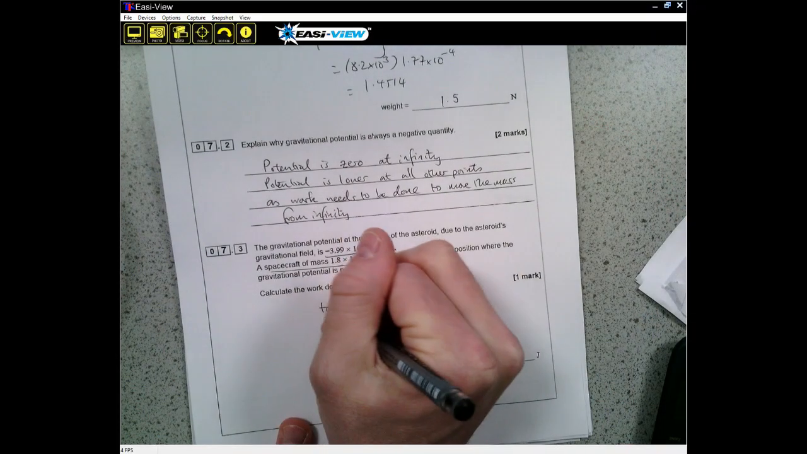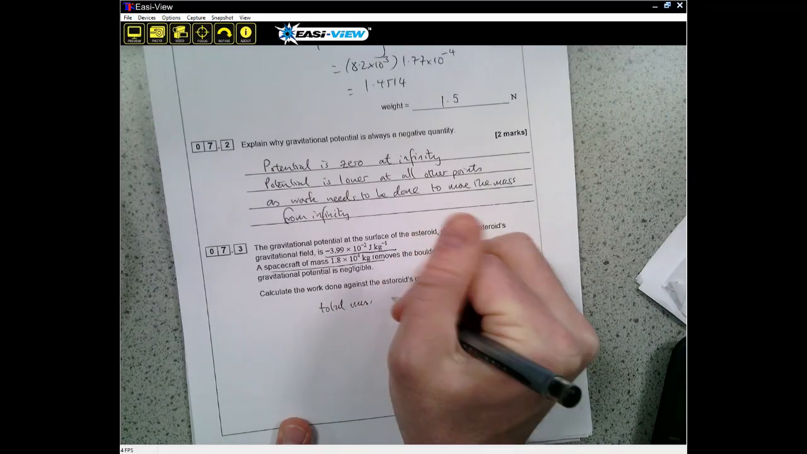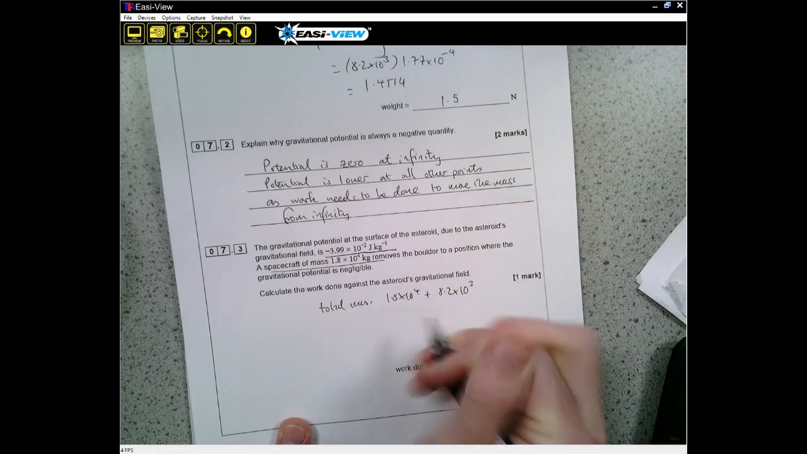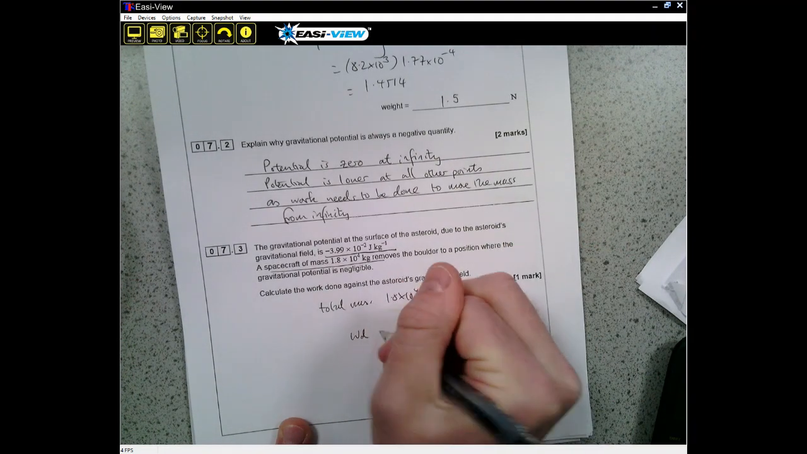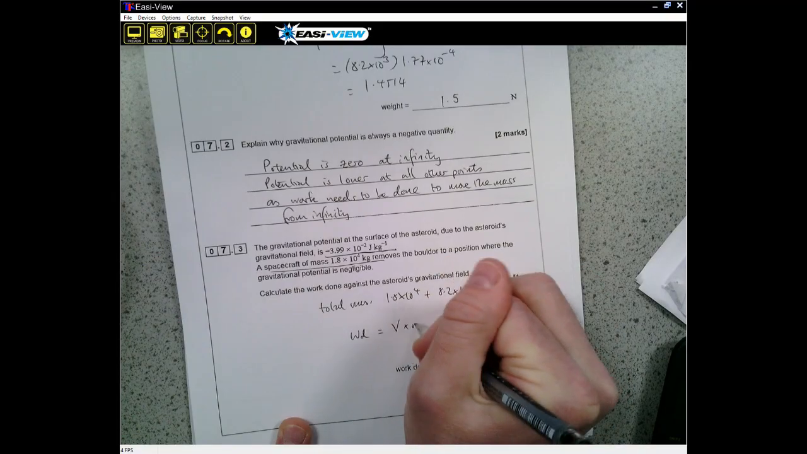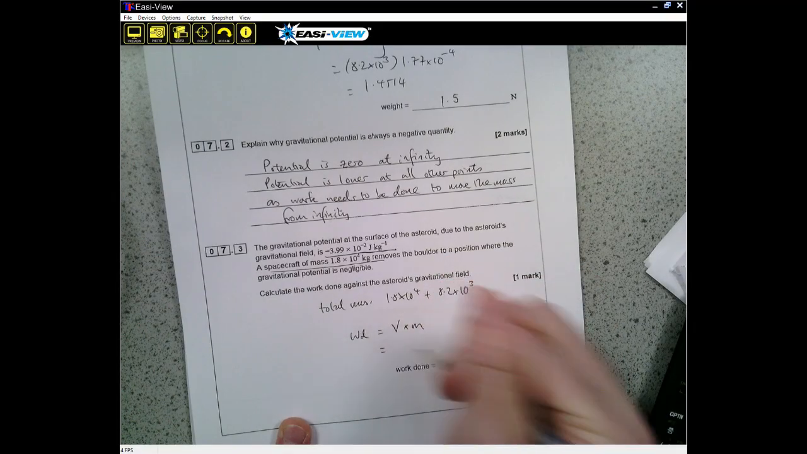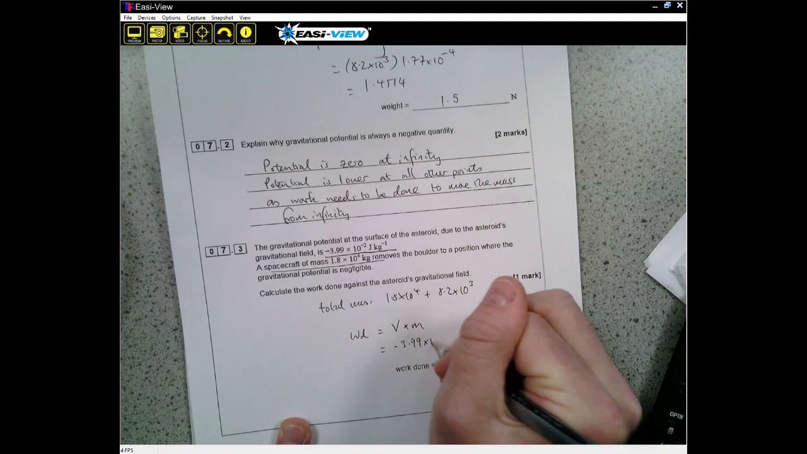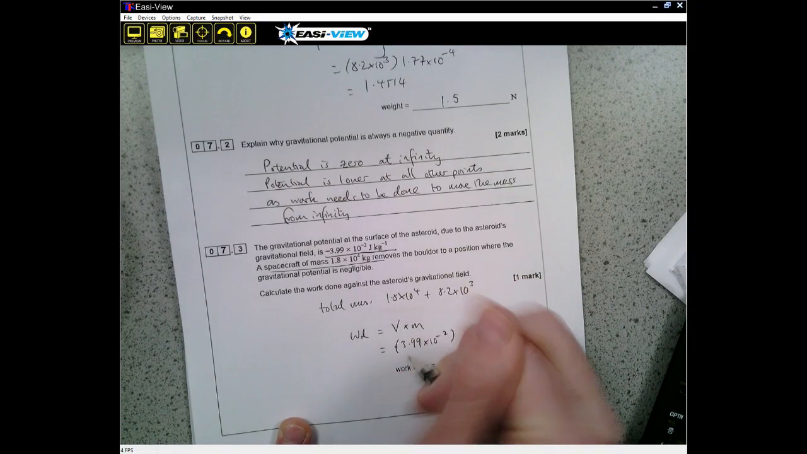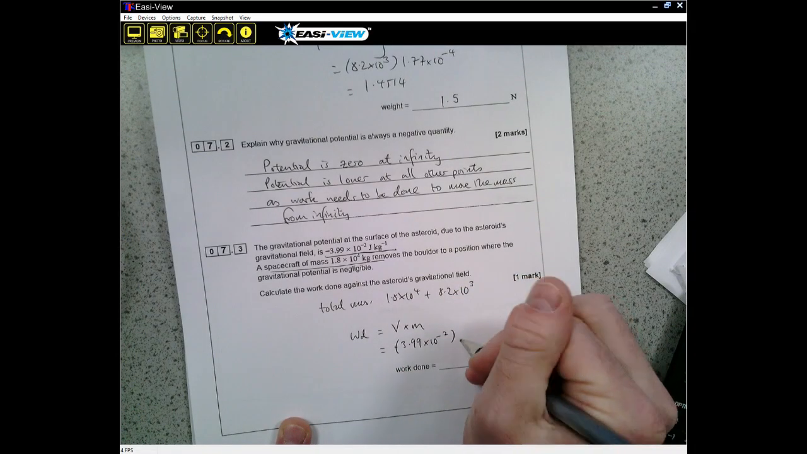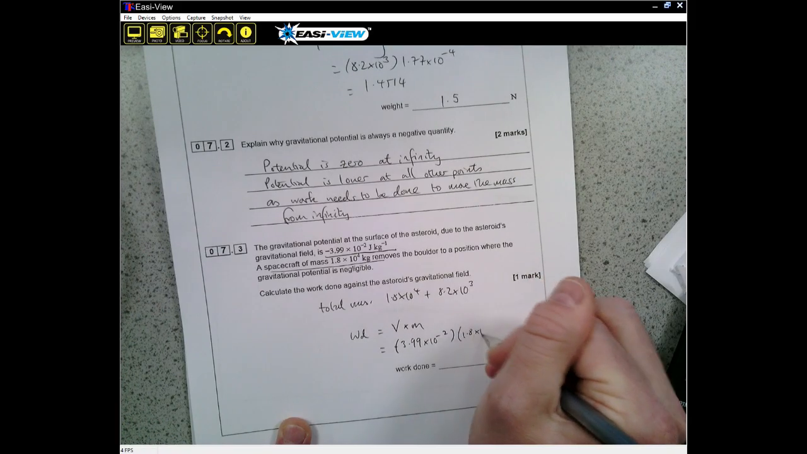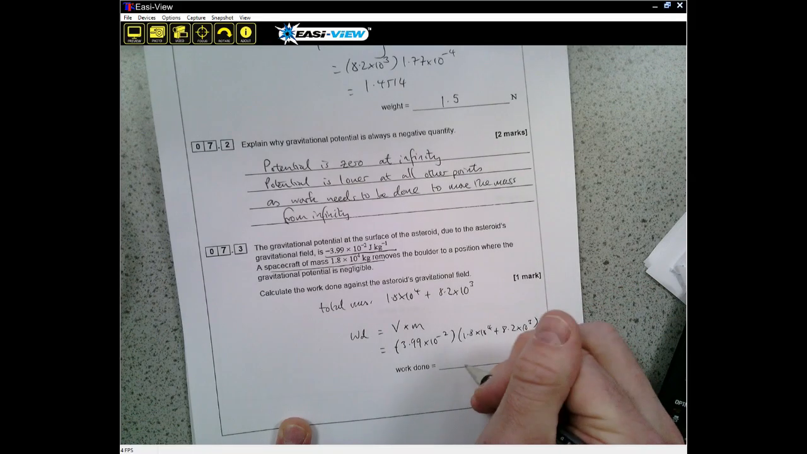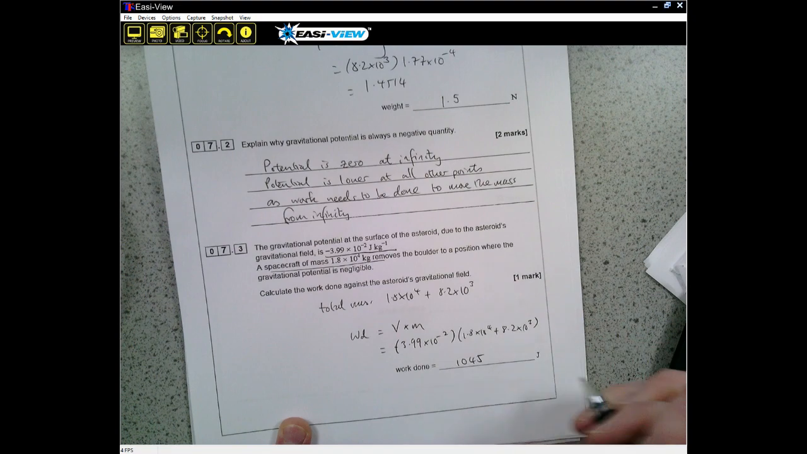So the total mass is 1.8 times 10 to the 4 plus 8.2 times 10 to the 3. So that gives us the total mass. And then the work done is the potential multiplied by the mass. So that's 3.99 times 10 to the negative 2. Actually, that ends up being a positive potential because of how we're moving it. Multiplied by those two added together. There's only one mark. So we end up with 1,045 joules.